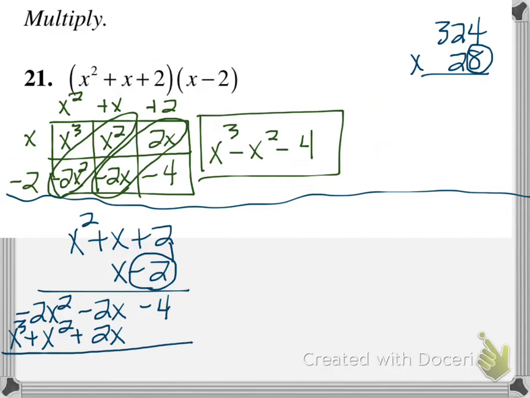And then you would draw a line, and then you would add straight down. In other words, collect your like terms. Negative 4, those zero out. I get negative 2x squared plus x squared would be negative x squared. And then I have my x cubed. So same answer that I got with the box method. But here I just set it up differently and treated it like a 3-digit times a 2-digit. Cannot use FOIL because it's not a binomial times a binomial, but you could do distributive if you wanted to.